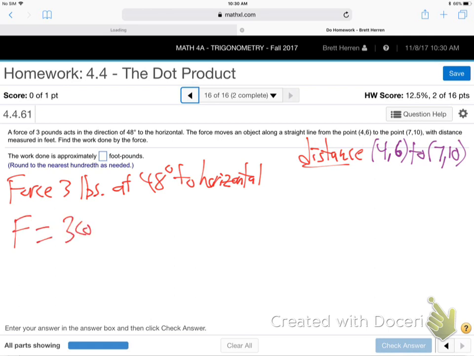So the force will be 3 cosine 48 i plus 3 sine 48 j. Good for the force vector. Same old kind of thing, right? Whenever we have the angle with the horizontal, this is cosine theta times i, sine theta times j. And now, what are you going to do for the distance vector? Go ahead and draw the coordinates, or you can just look at it if you don't need to draw it.